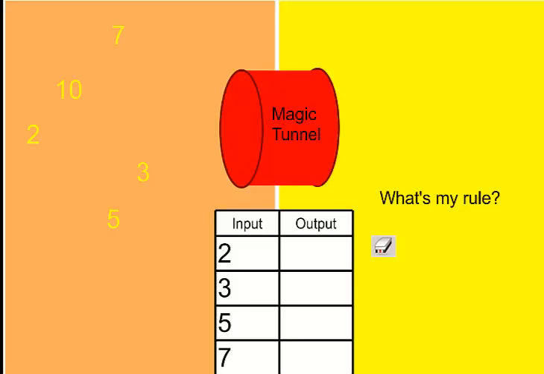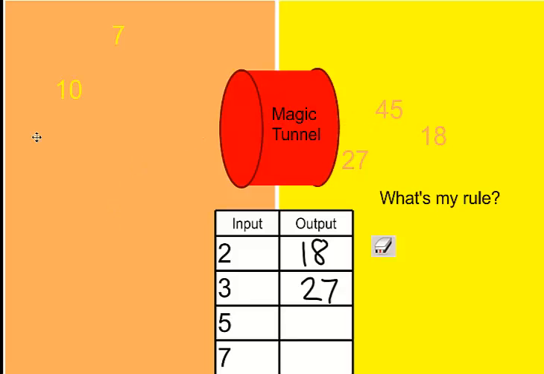I have the inputs of 2, 3, 5, 7, and 10. When I put it through my magic tunnel, it's going to give me an output. And you have to decide on the rule. If I put 2 in, the output is 18. If I put 3 through the magic tunnel, the output is 27. Can you guess the rule?